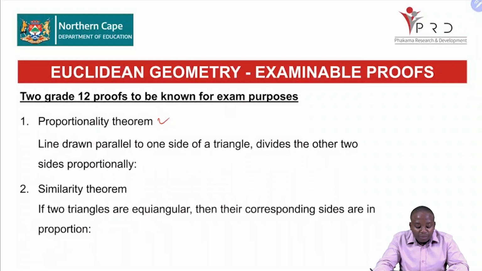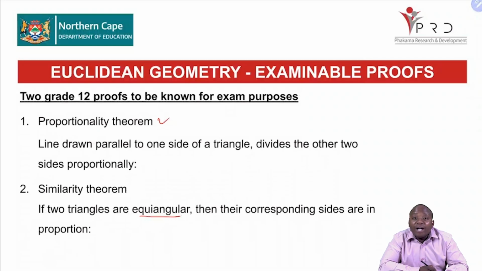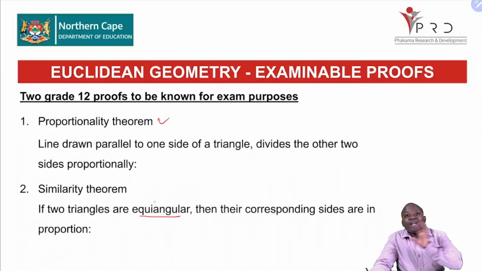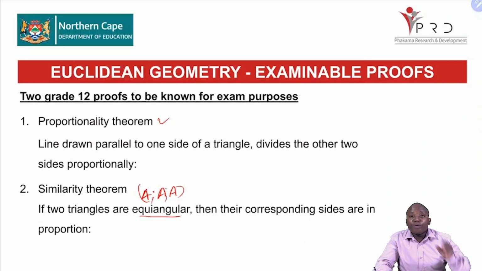Number 2, we must also be able to prove a similarity theorem. When you are proving the similarity theorem, we are saying if the 2 triangles are equiangular, then their corresponding sides are in proportion. And you must remember what we mean by equiangular. We are saying their angles are equal, so the angles of triangle A are equal to the angles of triangle B. So the similarity theorem, remember, operates on the reason angle. So we're proving that all 3 angles in both triangles are equal.